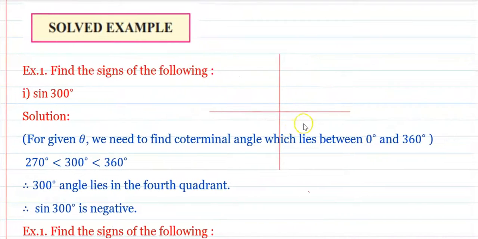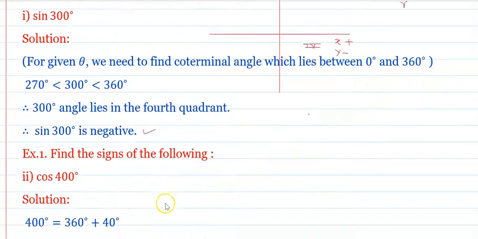This is the fourth quadrant. In the fourth quadrant, what's happening? x is positive and y is negative. Okay, and hence here the sign is negative, because sin theta we have defined as y upon r, and y is negative, and therefore sin 300 is negative.